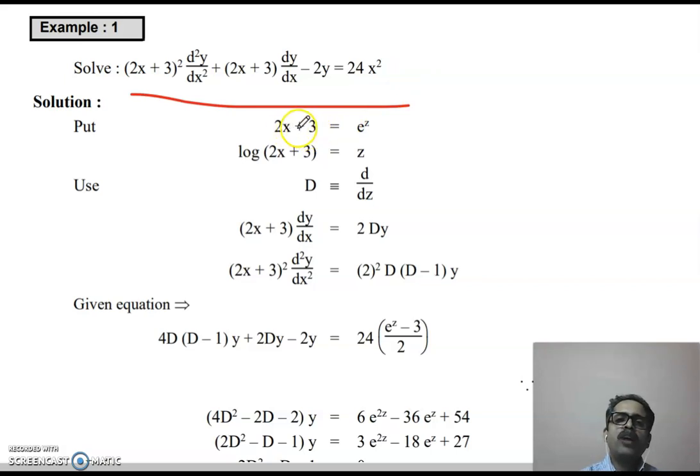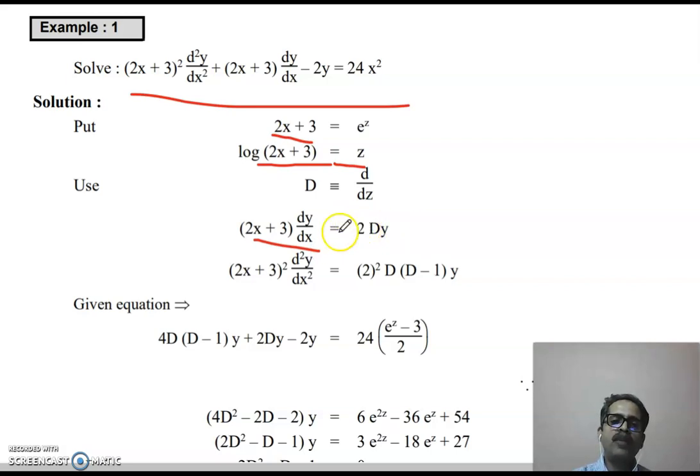We have to put 2x+3 as e raised to z. Please note that 2x+3 is now playing the role of ax+b, so that a became 2. A is important for this problem. A is 2. So this substitution we have to make. Taking log, we can have this equation. Use the D operator for d/dz, and the value of this quantity is a Dy. Note that a is 2.